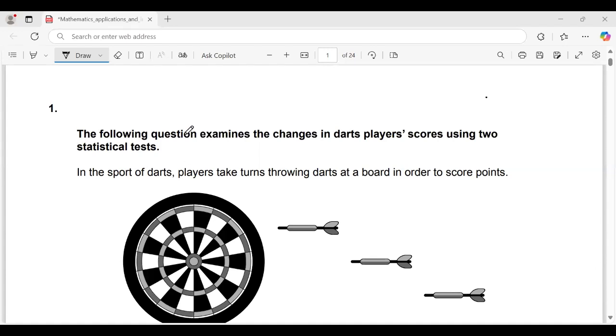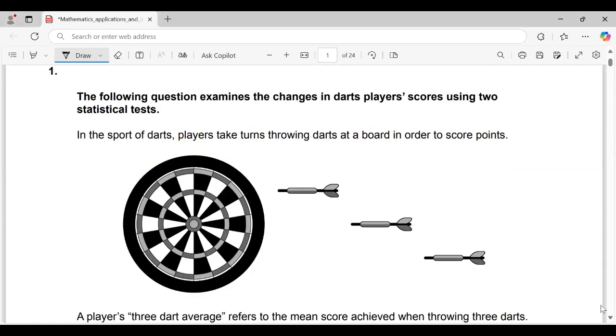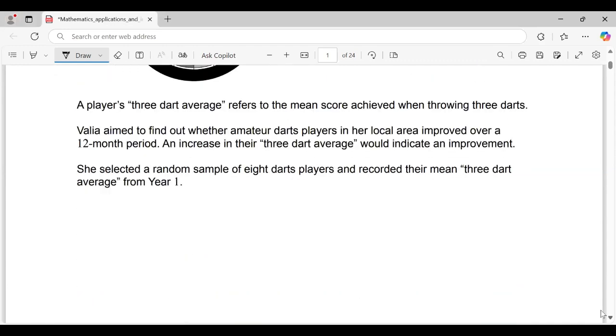Number one, the following question examines the change in darts players' scores using two statistical tests. In the sport of darts, players take turns throwing darts at a board in order to score points. A player's three-dart average refers to the mean score achieved when throwing three darts.